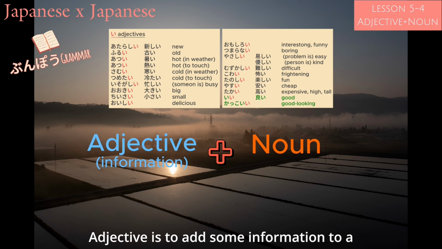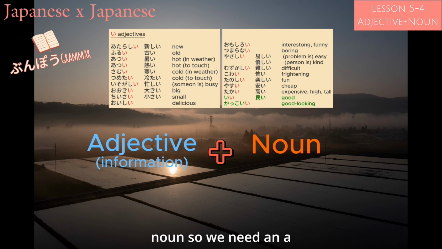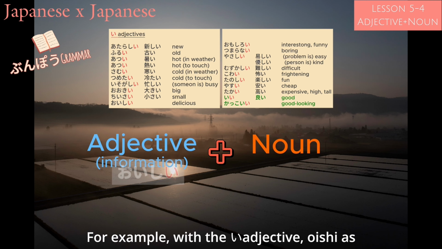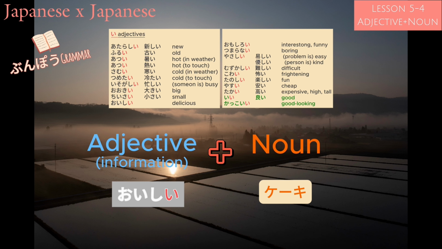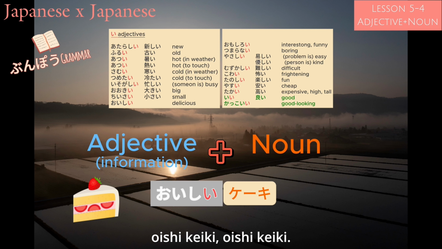Let's learn how to modify a noun with an adjective. Adjective is to add some information to a noun, so we need a noun after the adjective. Like this. For example, with e adjective, おいしい as delicious, then a noun is a cake, ケーキ. So, delicious cake will be おいしいケーキ. Just like we do in English, put them together.